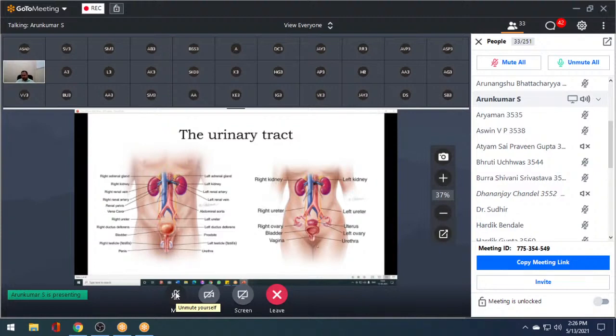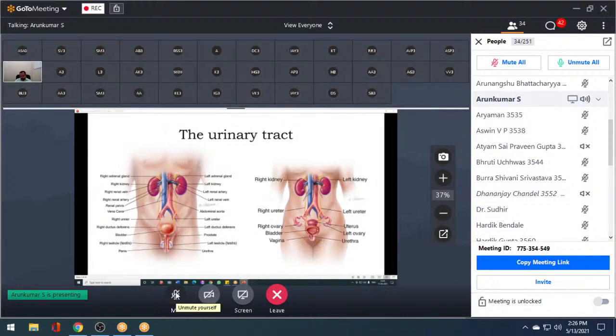Whereas in females, it directly exits from the bladder into the vaginal orifice. Because of this, the urethral length is only around 2 inches or 4 centimeters in females, whereas it is around 20 centimeters or 8 inches in males. So because of this difference, it is obvious that the urethra is shorter in females.